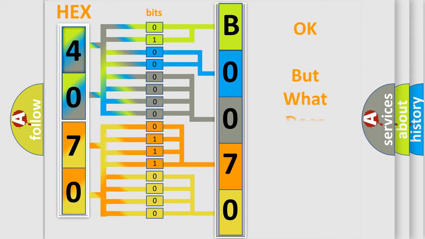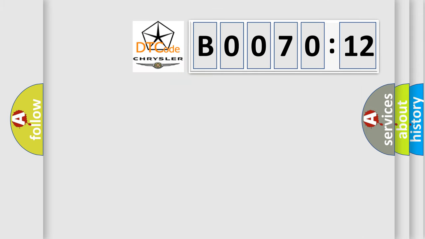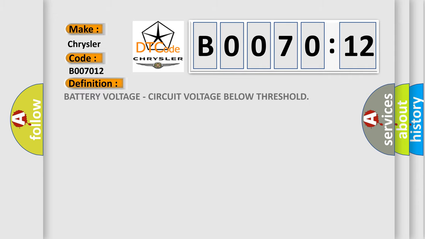The number itself does not make sense to us if we cannot assign information to what it actually expresses. So, what does the diagnostic trouble code B0070-12 interpret specifically for Chrysler car manufacturers? The basic definition is battery voltage, circuit voltage below threshold. And now this is a short description of this DTC code.